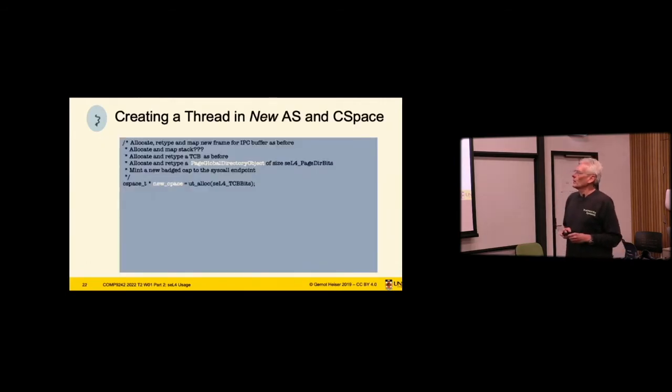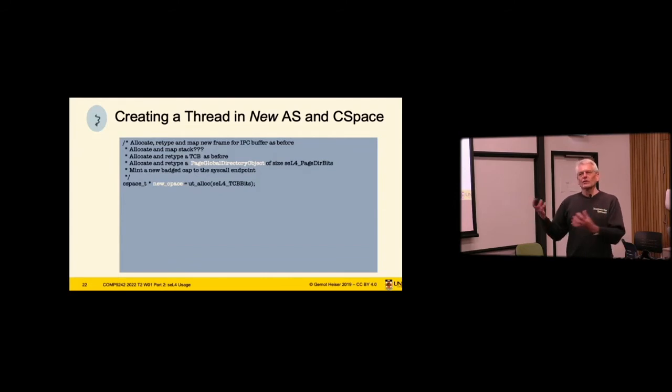So this is some boilerplate on how to create a thread in a new address space. This is when you set up a new user process. Then you need to do a few extra things. The standard stuff you did before is create frames for the IPC buffer, allocate a stack, allocate a TCB, etc. And then you need to create a new global page directory object for the new address space, and give it a new cap for the syscall endpoint.